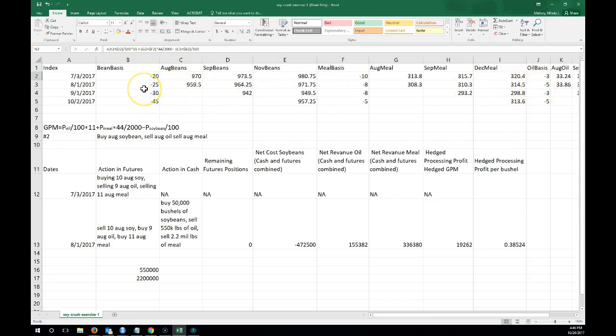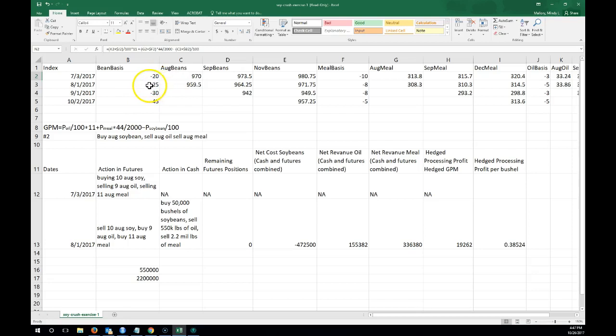And let's think about whether the basis moves that we saw were helping us or hurting us. So here when we hedged, the basis was minus 20, and by the time it got to be August when we actually were in the cash market, it went down to minus 25. So think about, is that good for the crusher or bad for the crusher? Now remember, they're in levels, they're basically hedged, so the futures price change is going to be recouped by their futures position.